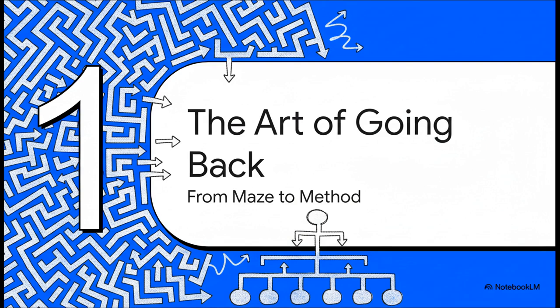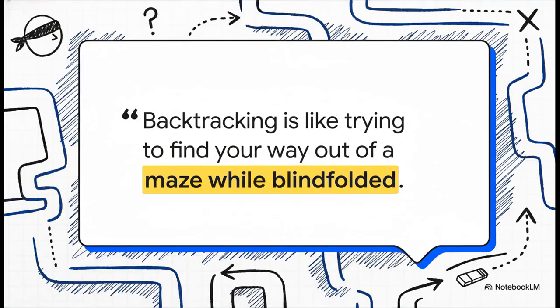So let's formalize this a bit. Let's give this strategy a proper name and some structure. And I absolutely love this analogy. The key part here is blindfolded, right? It means you have no idea what the best path is from the get-go. You can't see the whole picture. You just have to explore, you have to make a choice, and this is crucial: be totally ready to admit that choice was wrong and undo it.